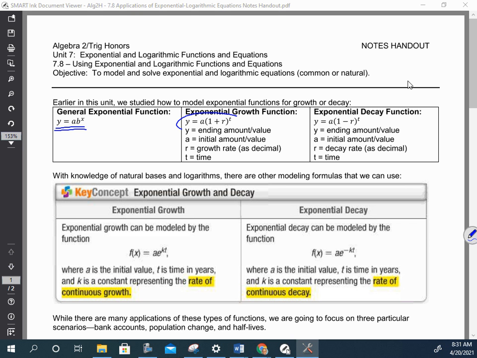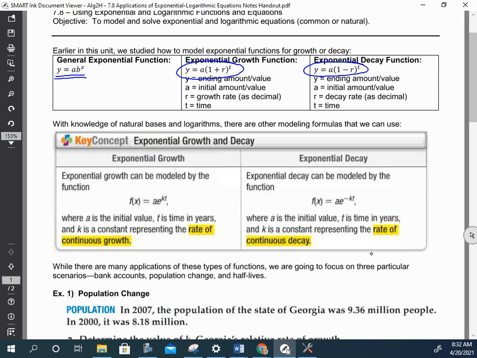Exponential growth, a parentheses 1 plus r raised to the t power. And exponential decay. Same formula, just a minus sign in the middle. So, depending on the scenario dictated which formula you used, dictated how you solved it, so on and so forth. Same rule applies with the natural base.